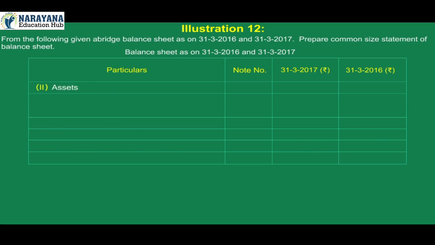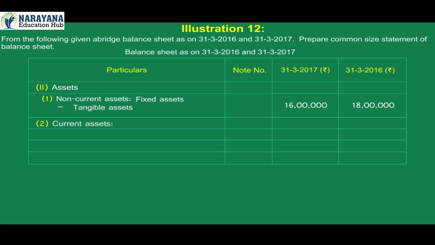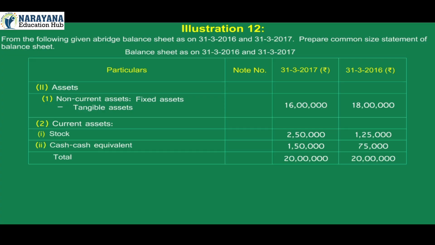Number 2. Assets. 1. Non-current assets. Fixed assets, tangible assets: 16 lakh, 18 lakh. 2. Current assets. 1. Stock: 2 lakh 50,000, 1 lakh 25,000. 2. Cash and cash equivalent: 1 lakh 50,000, 75,000. Total: 20 lakh, 20 lakh.